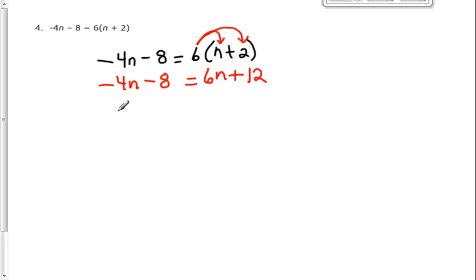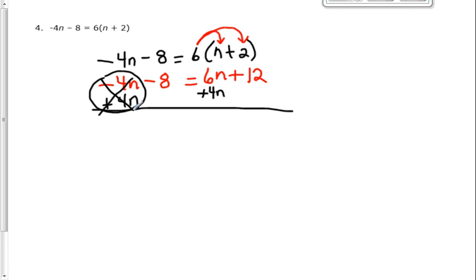So what's the opposite of negative 4n? I want to add 4n, or 4 times n. If I do it to one side, I have to do it to the other side. Draw my line. Okay. Start from left to right. I can easily see that negative 4n, positive 4n, they're going to cancel each other out. They are now gone. What I'm left with right here is negative 8. So I'm going to bring it down. Negative 8.